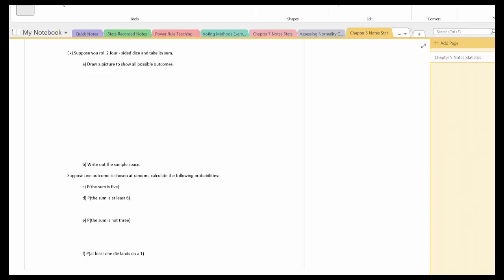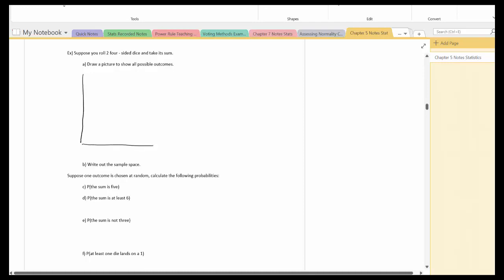All right, so suppose we roll 2 4-sided dice and take the sum. I'm going to draw a picture to show all possible outcomes. I'm going to draw what is called the L in this case. And we're taking 4-sided dice. Usually that's between 1 and 4, so I'm going to do 1, 2, 3, and 4 here, and 1, 2, 3, and 4 here. And wherever the numbers intersect, add the numbers.